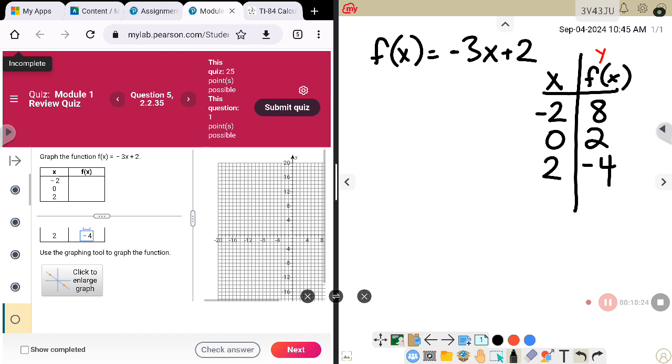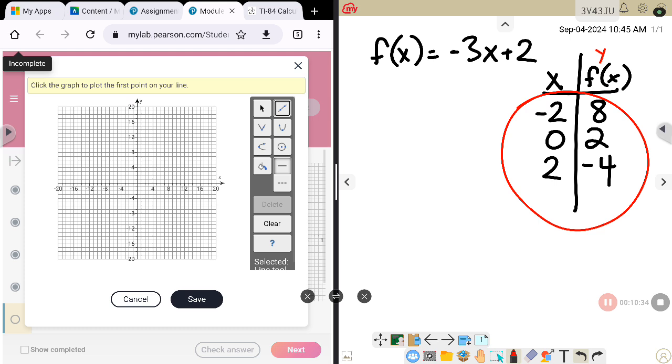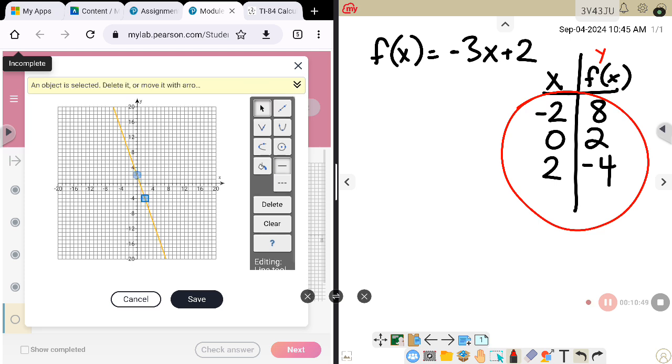Now it wants you to click to enlarge the graph. Remember, this one was a line, and then just use some points that you have from your table. I'm going to do 0, 2, so left and right 0, up 2, and then I'll use 2, -4, so to the right 2 and down 4. And that'll connect the points for you.